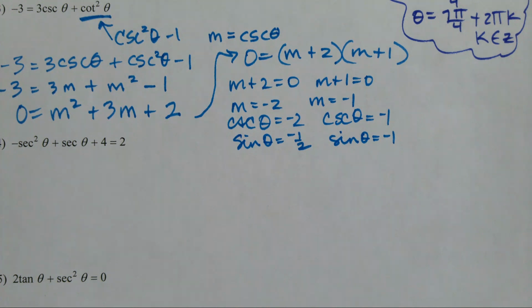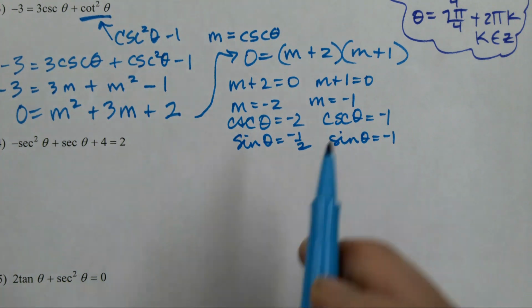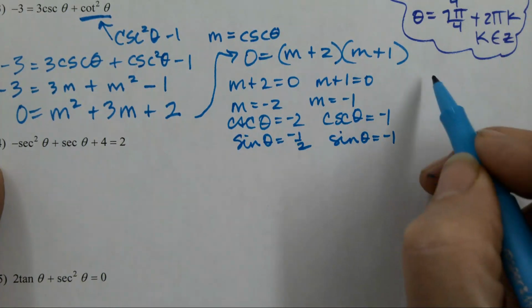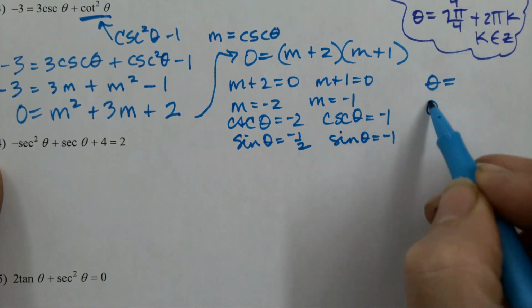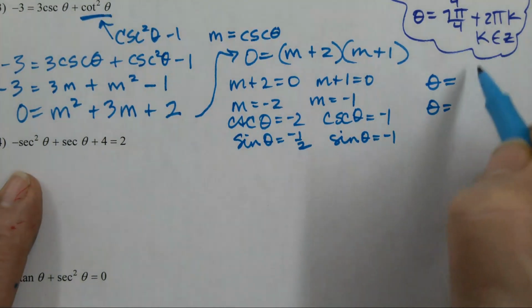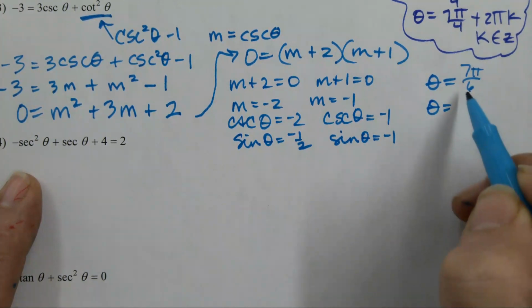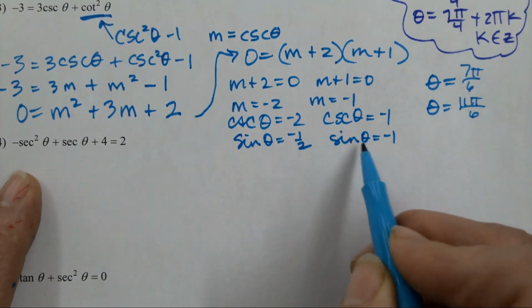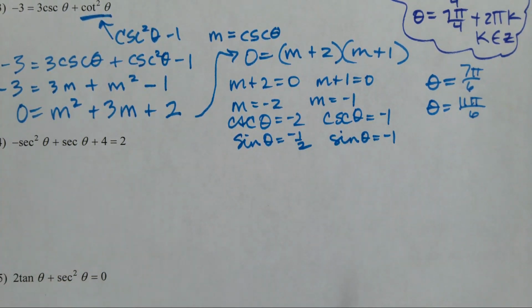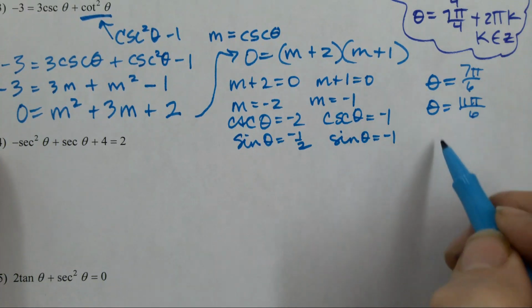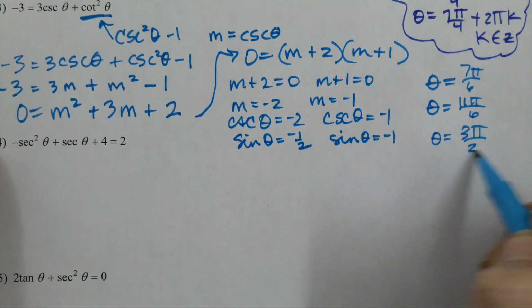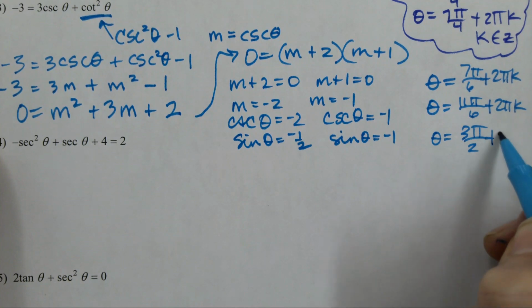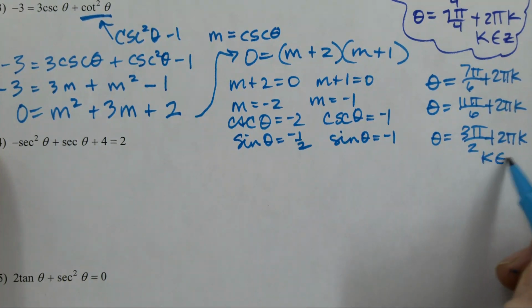I always like to put it in terms of something that I know. So when is the sine -1/2? Pi over 6. And in what quadrants? Third and fourth. So we would do 7 pi over 6 and 11 pi over 6. Good. When is the sine -1? Three pi over 2 plus 2 pi k, where k is an integer.